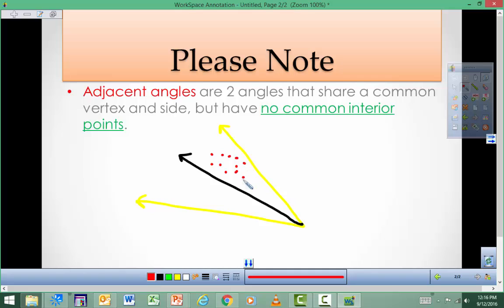For this angle over here on the top, they're all right there. The interior points for this one on the bottom are down here. Is there any interior point that's common to both? No. And that's what they're saying here. There's no common interior points. So that's another way of thinking of interior. There's this boundary that kind of separates everything. These red dots are up here, green ones are down here, so no common interior points. So that's another way of thinking of adjacent angles. Might help you out a little bit.